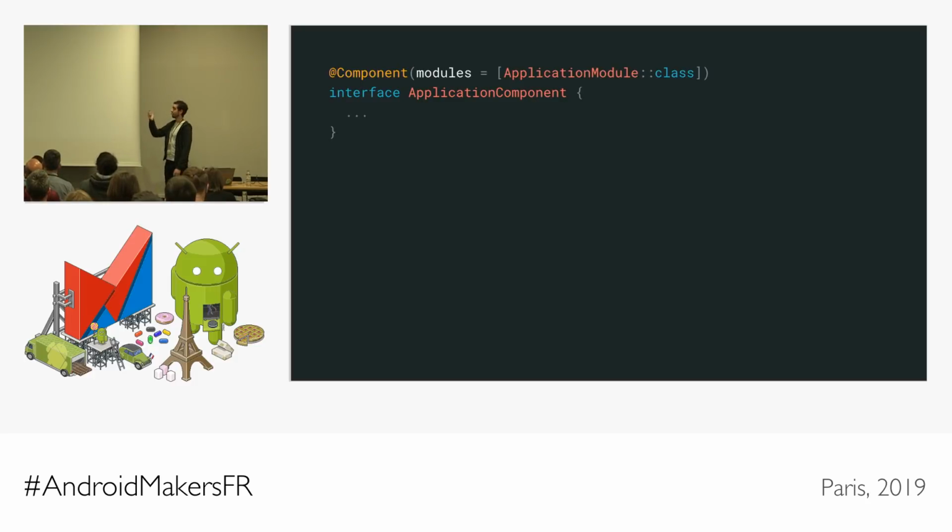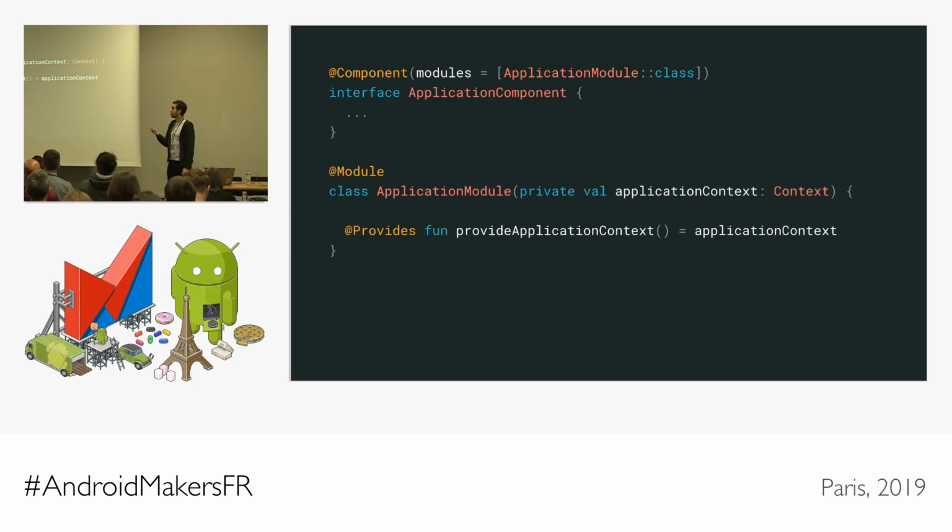And how we used to do that in the past, which we shouldn't do anymore, is to have something like an application module that is a very simple module that receives a context as a constructor argument and then exposes it in a provides method. So it's super simple. It receives something and then exposes it, and that's how you bind your application context.